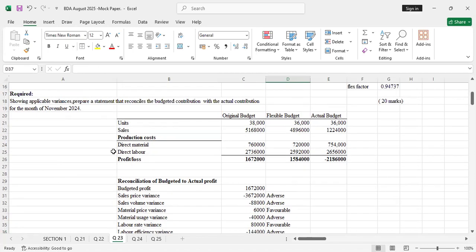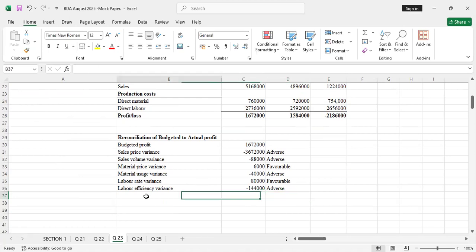So under production, direct labor, there were no other items here. I told you that you use these items under production cost to come up with the variances, so at that point there's no adjustment you can do. For the reconciliation, once I sum up all of this, it should take me back to a loss of negative 218,600. That's proof that you are right.